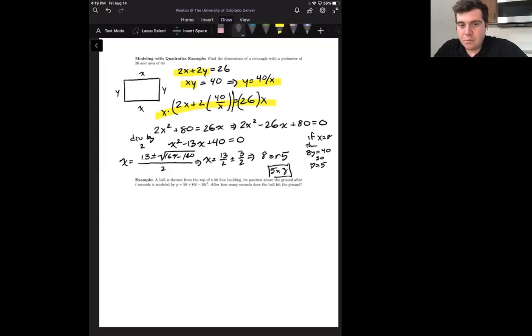All right, and so for our next example, we have a ball thrown from the top of a 90-foot building, and its position above the ground is given by this equation. And we want to figure out after how many seconds does it hit the ground. So basically our picture is we have a building, a person on top who threw a ball, and that ball is just flying with a trajectory.